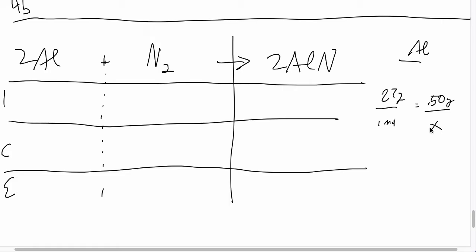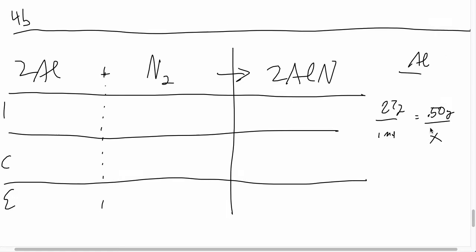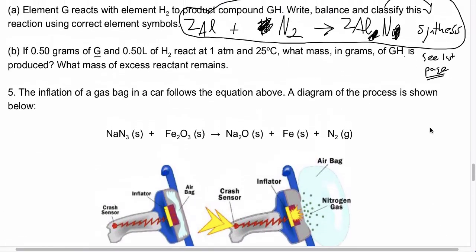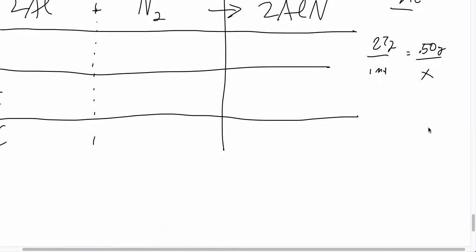So 0.5 divided by 27 equals, is that what I have? Yeah. Equals 0.0185. 0.0185 moles. So that's going to go here, 0.0185 moles minus 2x.